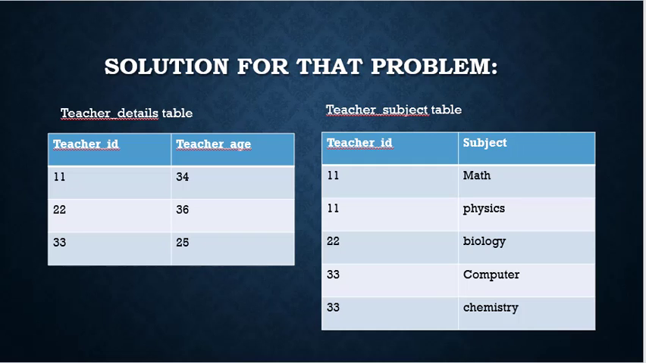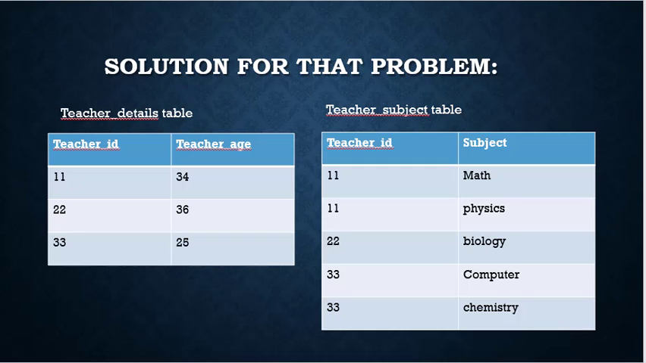However, it is not in second normal form because the non-prime attribute teacher age is dependent on teacher ID alone, which is a proper subset of the candidate key. This violates the rule for second normal form, as the rule says no non-prime attribute is dependent on a proper subset of any candidate key of a table.